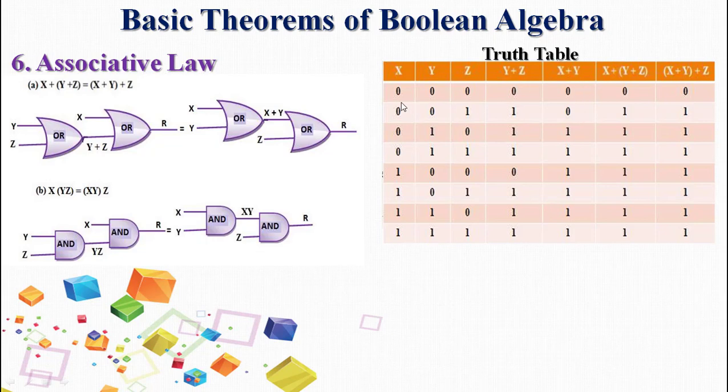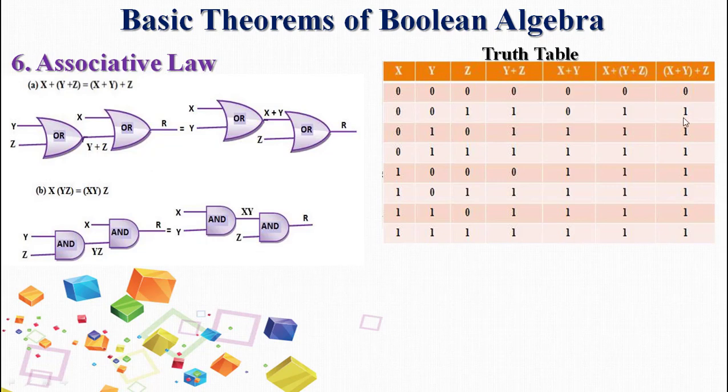Now x plus y. So these two: 0 plus 0 is 0, 0 plus 0 is 0, 0 plus 1 is 1, 0 plus 1 is 1, 1 plus 0 is 1, 1 plus 0 is 1, 1 plus 1 is also 1, 1 plus 1 is also 1. So if I find any 1 in the input combination, the output is 1 for the plus.